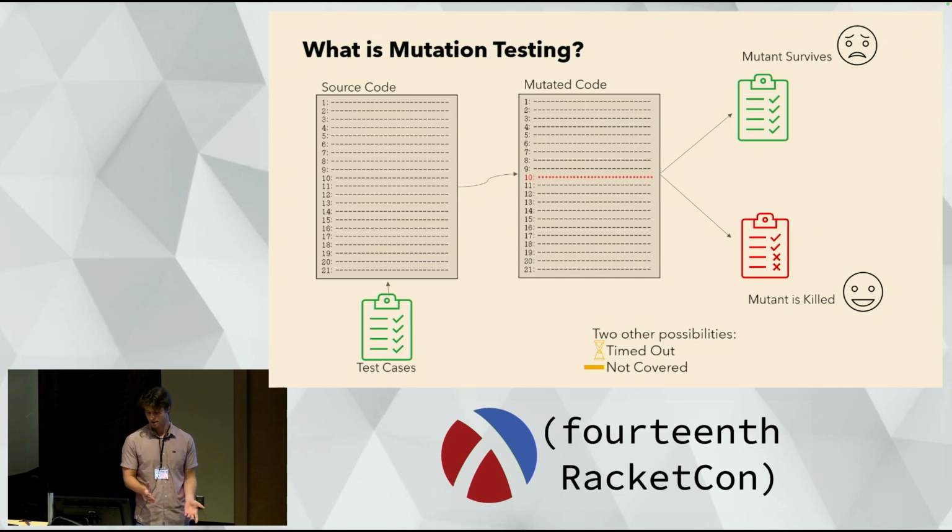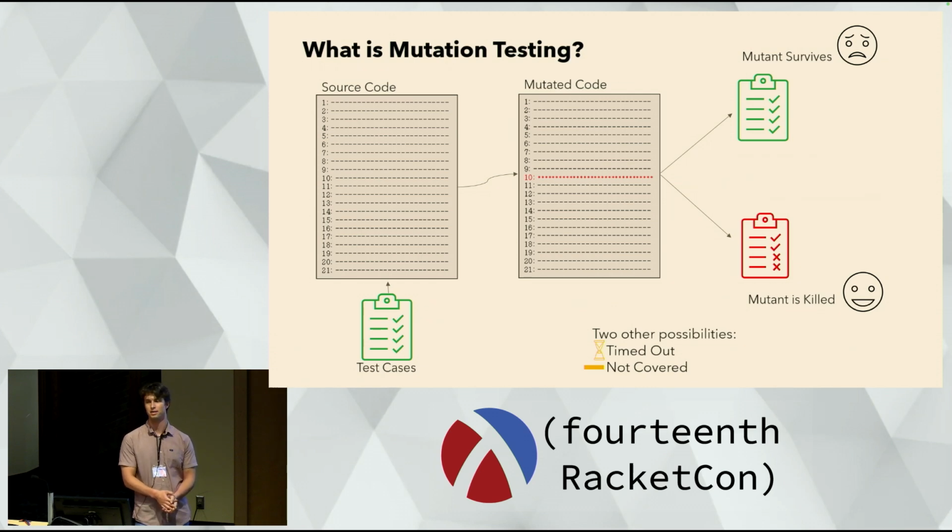And then there's two other possibilities that could happen. Your mutant could time out, in which case, let's say the change you made introduced an infinite loop within the program. Your test cases are never going to finish running. They're never going to pass. So sometimes those get looped into the killed mutants because your test cases didn't pass. They didn't finish running.